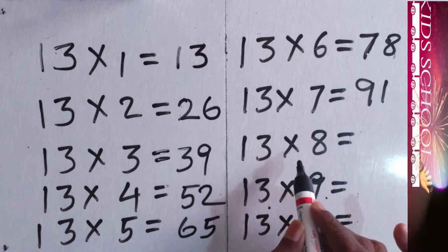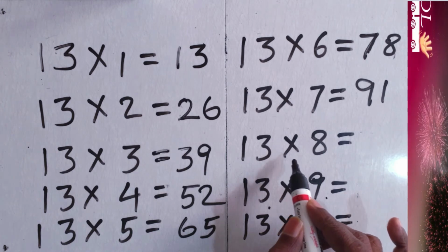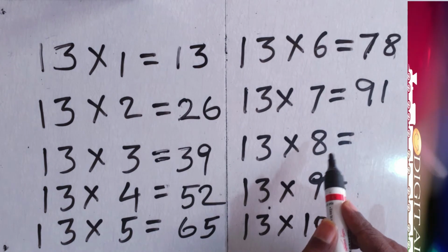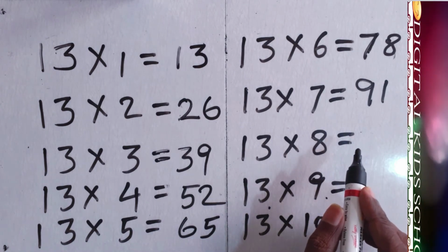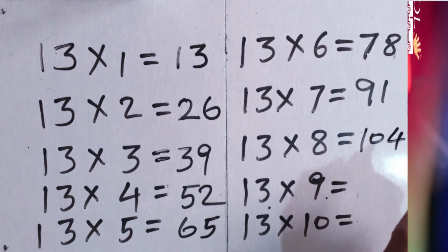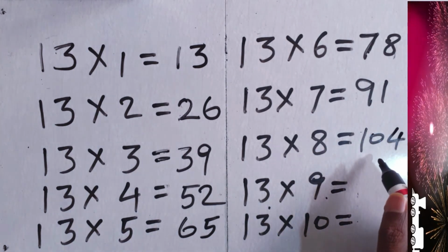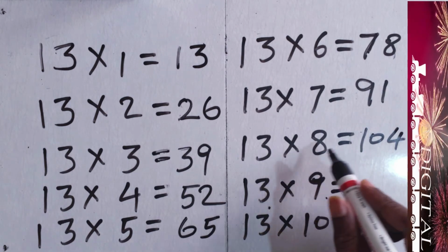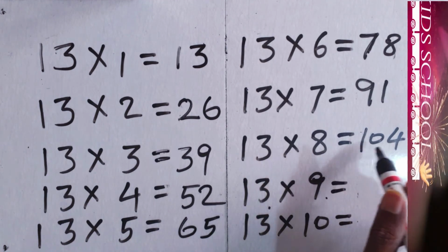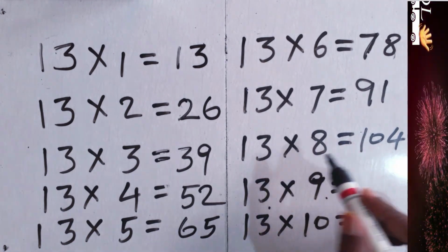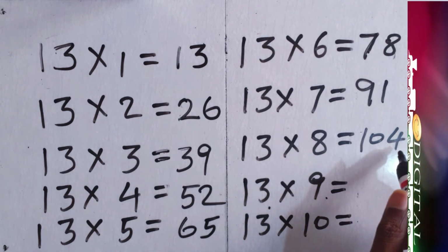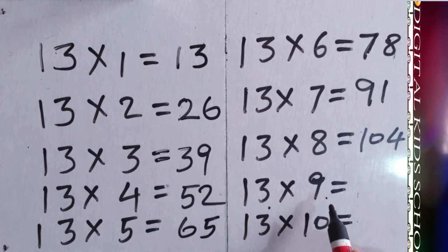Now write the answer. What is the answer? 13 into 8 is equal to, what is the 13 into 8? 13 into 8 is equal to 104. Write the answer. 104. 13 8 is 104. 13 multiplied by 8 is equal to 104.